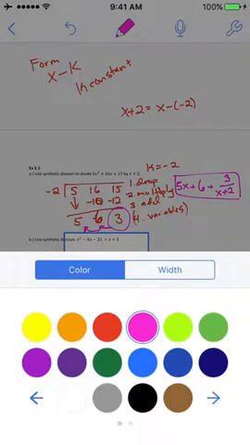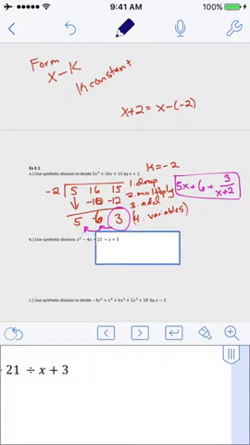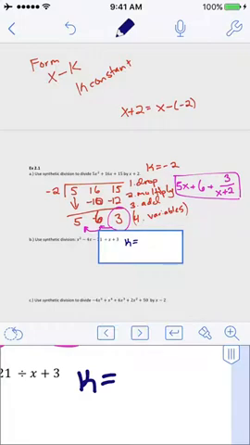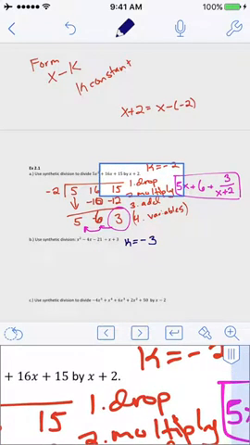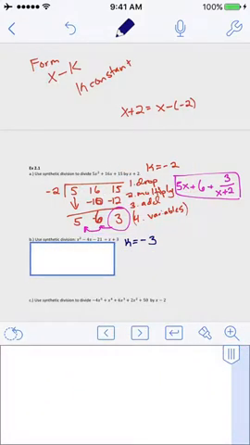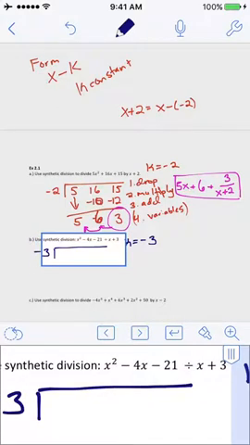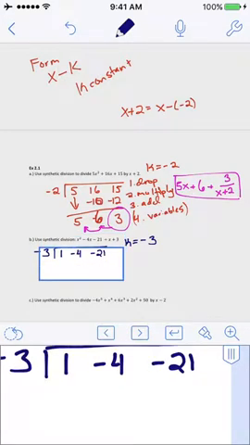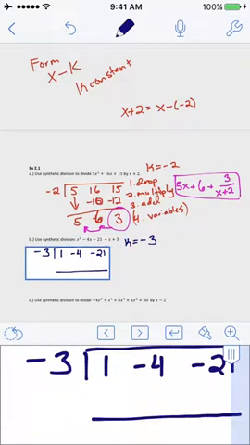Alrighty, I hope you had some time to try this out all by yourself. If not, then I hope you know what you're doing. k here is equal to -3, right? Just like up here, k was equal to -2 because it's minus k. Here, k is equal to -3. So I'll stick -3 over here on the side, and I'll pull out all my coefficients. I have a 1, a -4, and a -21. And then I will play the game.